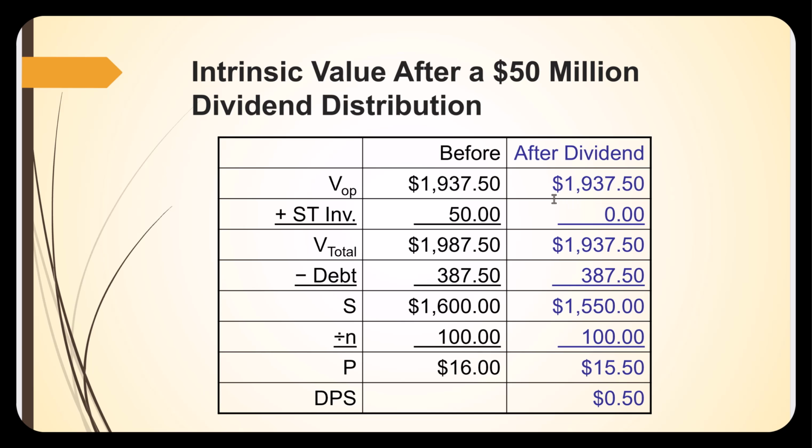Now, after the dividend, we're going to use the short-term investment to pay the dividend. Again, 1937 is the value of the stock. Subtract out the total debt. Now it's 37,850 or 387.50. We now have less equity. Divide that by 100. That means the stock is now worth $15.50, but the dividend was worth 50 cents a share. So again, you see it's still $16. Part of it, though, now is the dividend.